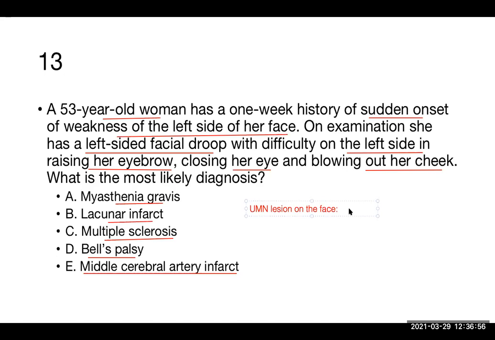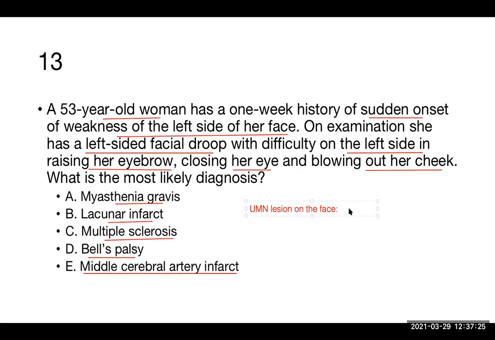Let me make it even clearer to you. The part of the facial nerve nuclei which supplies the upper part of the face on both sides has bilateral innervation. Now it is making things clear. That's why the upper part of the face is not involved in upper motor neuron lesion. Only the contralateral lower half of the face will be affected.